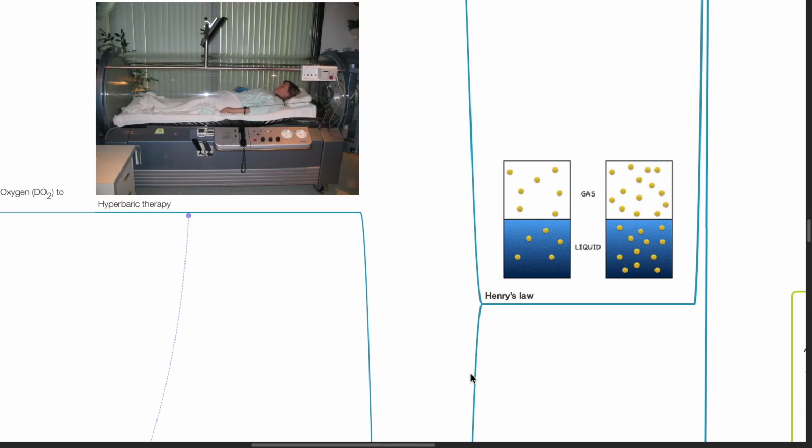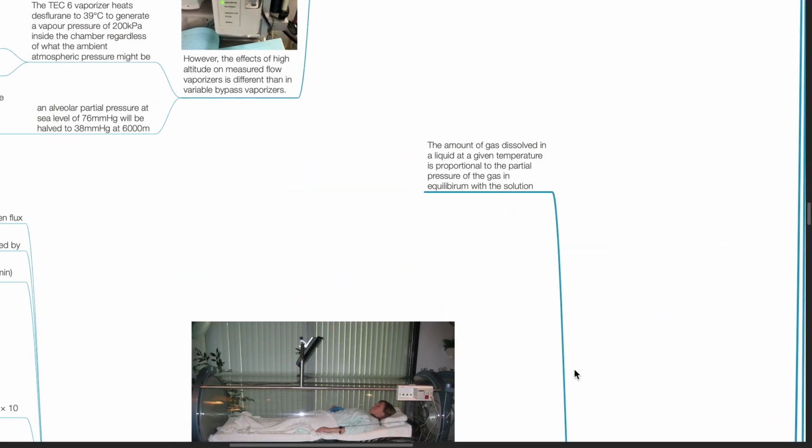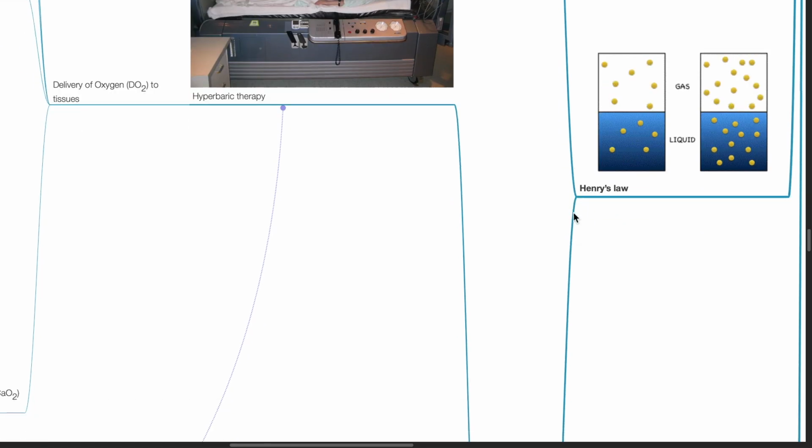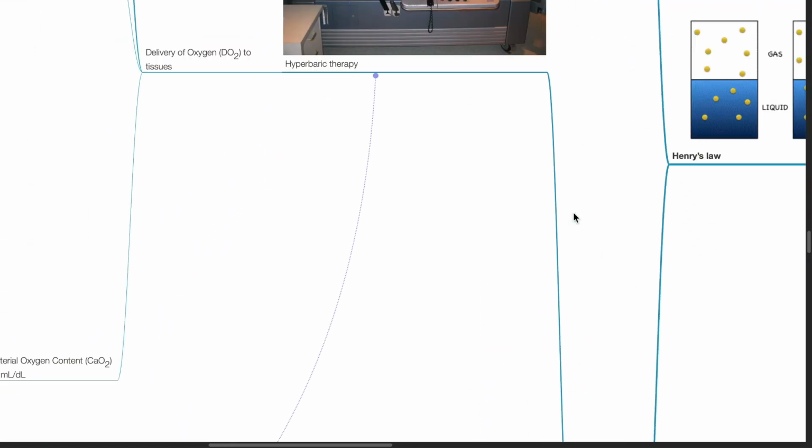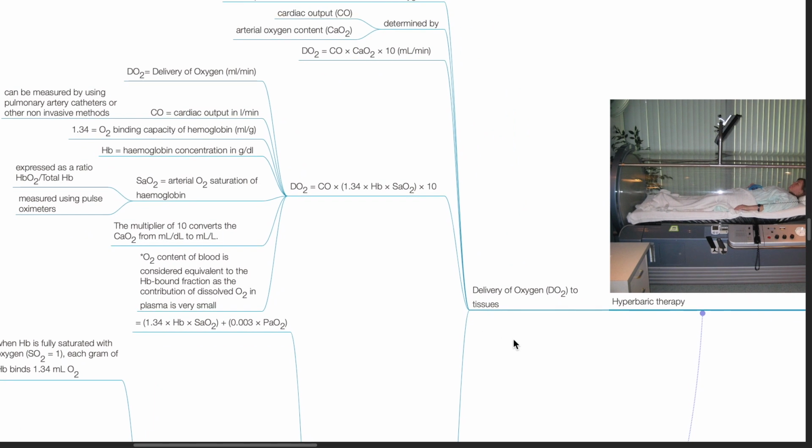Henry's law states that the amount of gas dissolved in a liquid at a given temperature is proportional to the partial pressure of the gas in equilibrium with the solution. Clinical relevance. Hyperbaric therapy. Delivery of oxygen to tissues has been discussed in a previous video. Kindly refer to that video for further details.